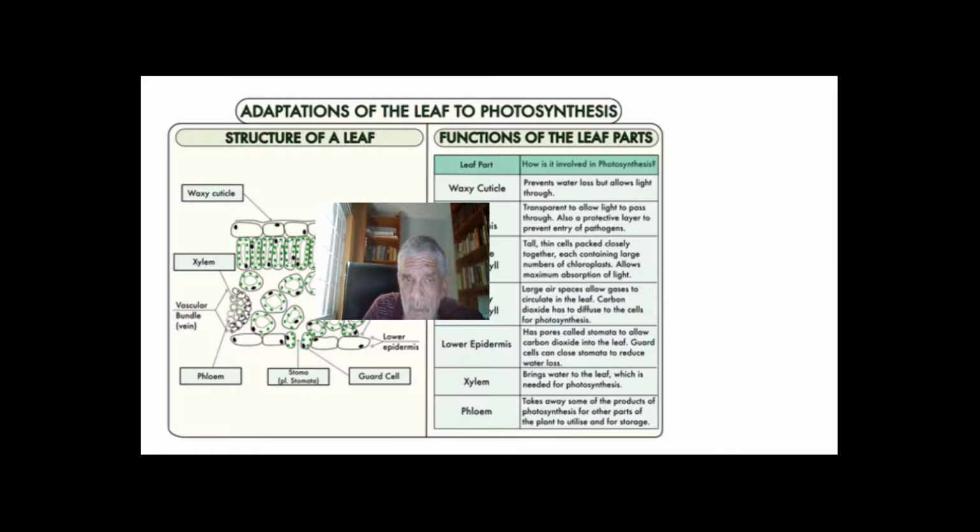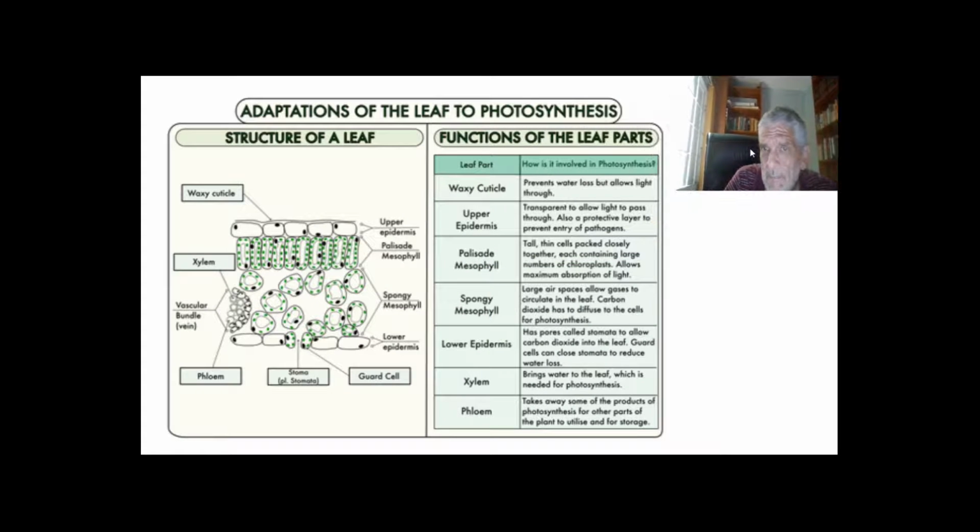So again, we can look at the structure of a leaf here. Another diagram showing the structure of the leaf. This one is slightly easier, I think, so that if you're asked to draw the structure of a leaf, you could probably draw something like this. And remember, the waxy cuticle prevents water loss, but allows light to pass through. Then we have the upper epidermis, which is transparent, which allows light to pass through it. And it's also protective and prevents the entry of pathogens.